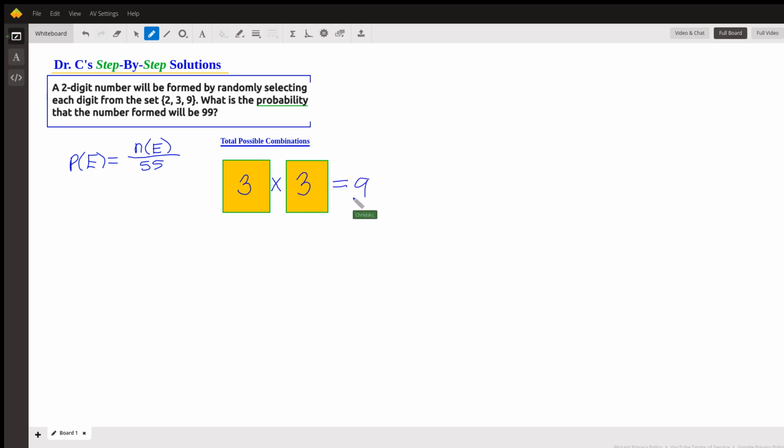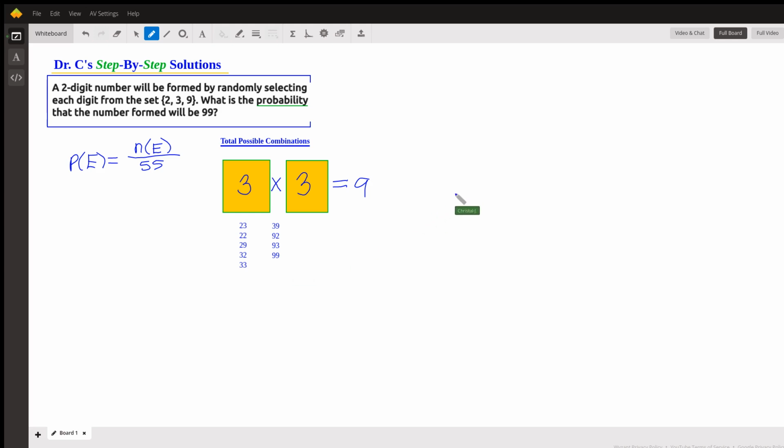And so if you actually wanted to see this written out, or what the possible combinations are, you could have 2, 3. You can have 2, 2, 2, 9, 3, 2, 3, 3, as well as 3, 9, and then 9, 2, 9, 3, and 9, 9. Okay. So these are all of our combinations actually written out.